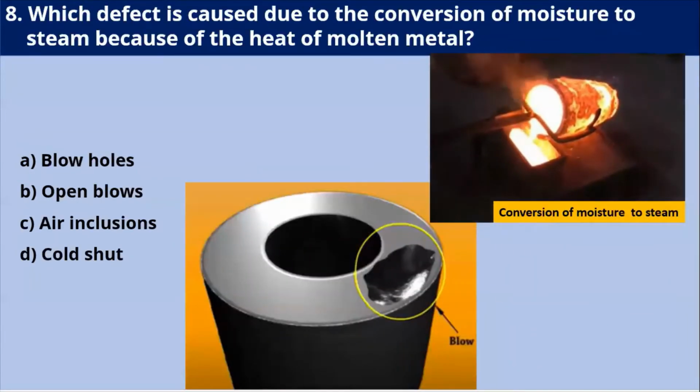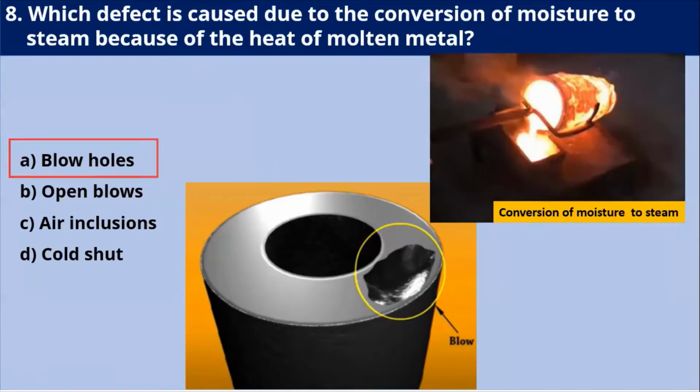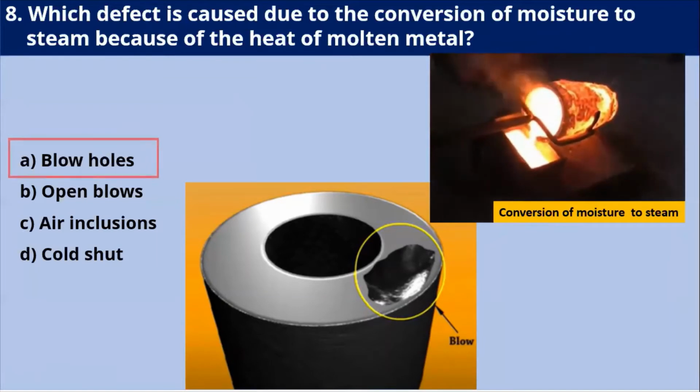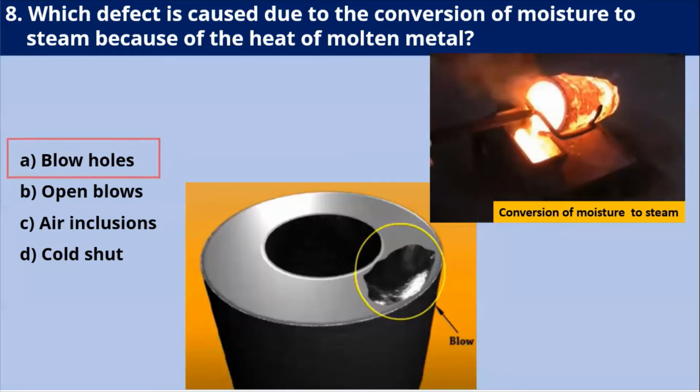Next is, which defect is caused due to conversion of moisture to steam because of the heat of the molten metal? So here blowholes is the answer, and blowholes are trapped gases which can form as a result of gases from molten metals and the steam. Blowholes can be caused due to the conversion of moisture to steam because of the heat of the molten metal. And that's why our answer is A, blowholes.